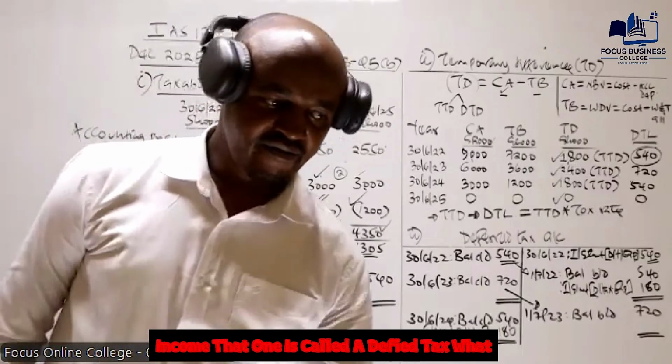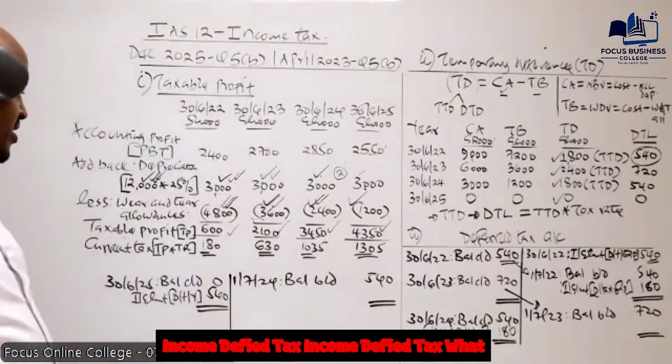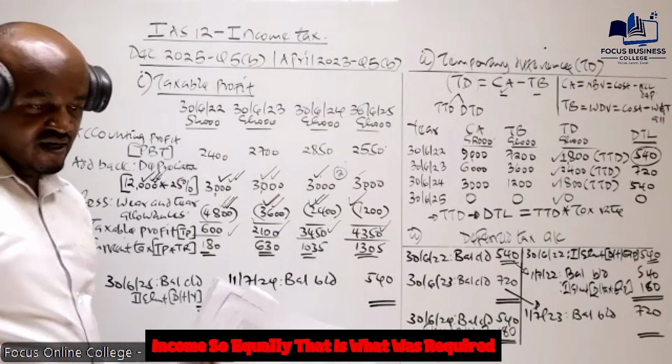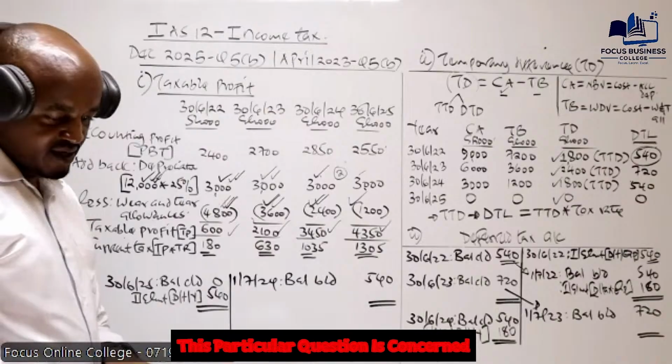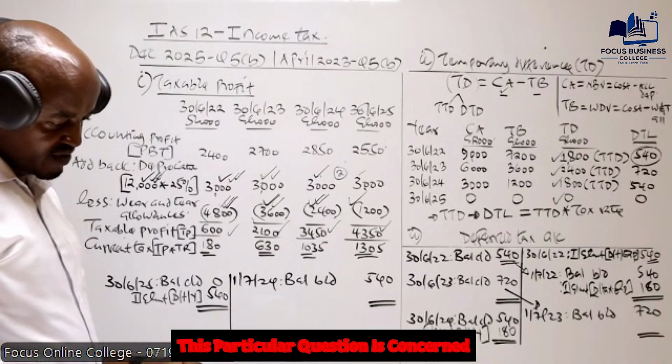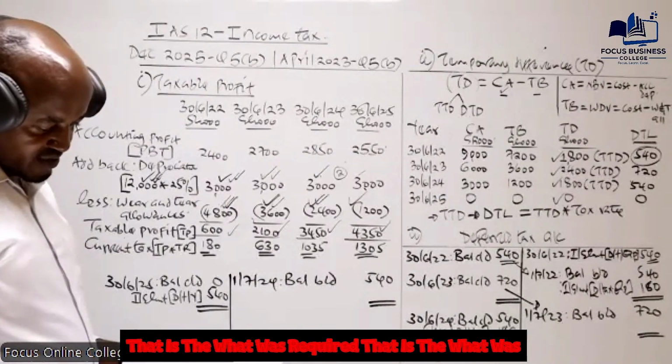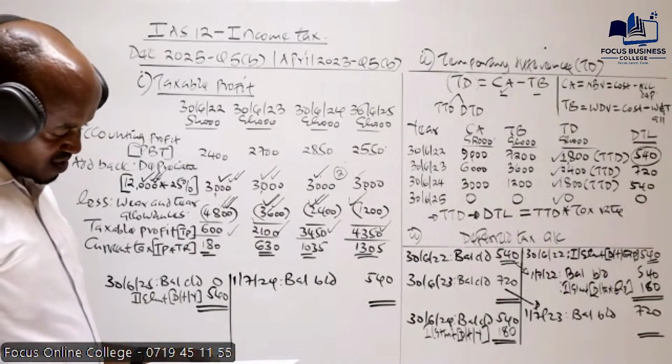That one is called a deferred tax what? Income. Deferred tax income. Deferred tax what? Income. So equally, that is what was required as far as this particular question is concerned.